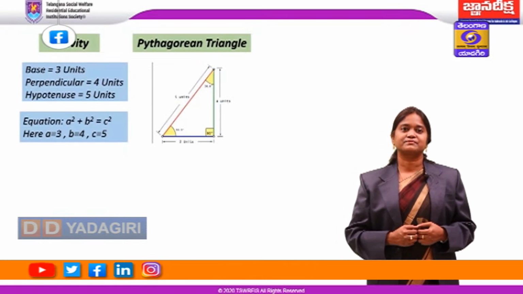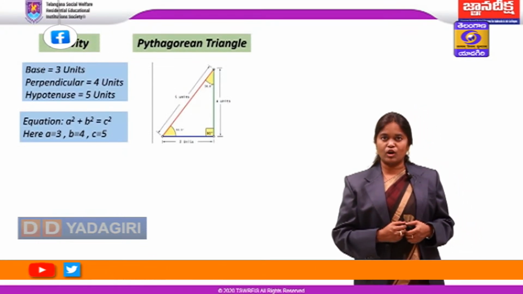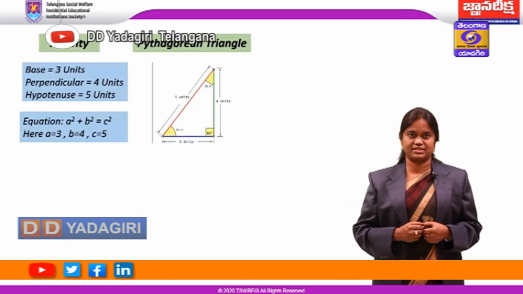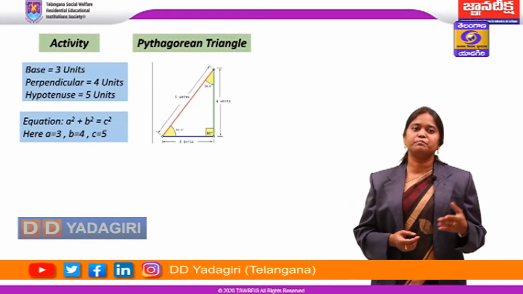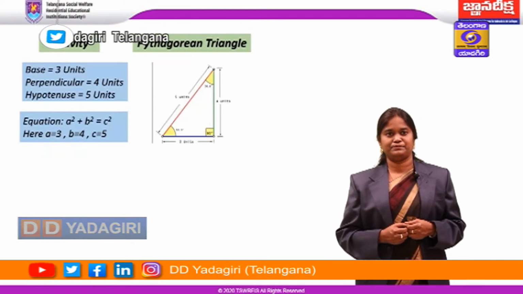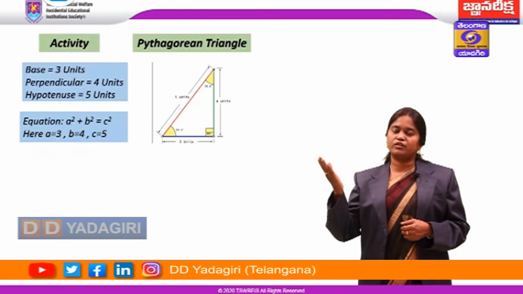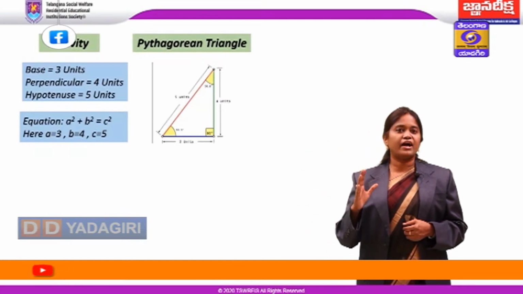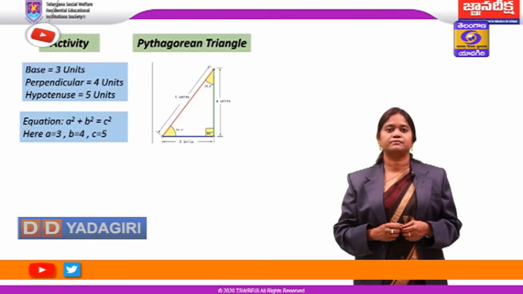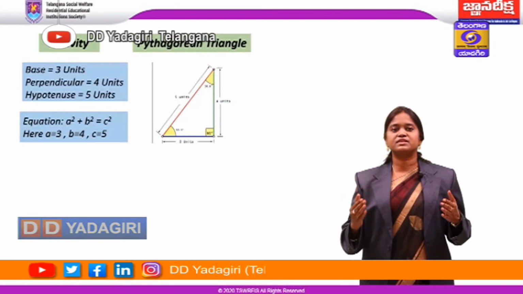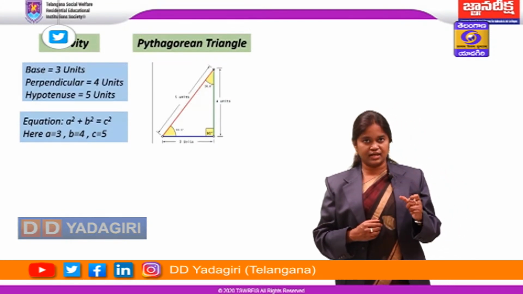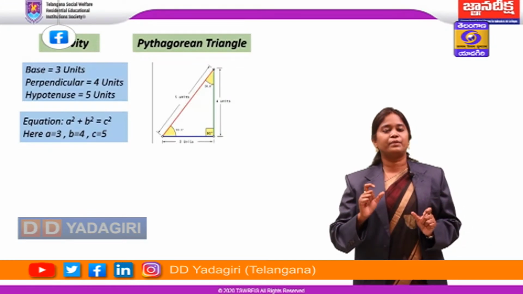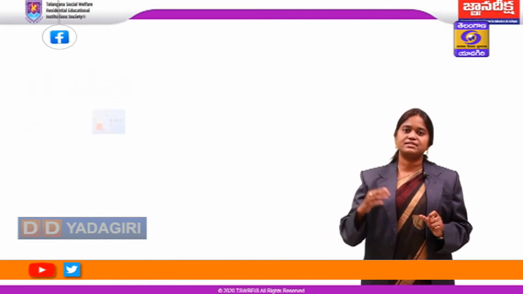Are you ready? Let us consider the simple example of a Pythagoras triangle, whose sides are 3 units, 4 units and 5 units. Here, units may be centimeters, meters, inches, etc. Here, 3 units is the length of the base, 4 units is the length of the perpendicular, and 5 units is the length of the hypotenuse. The relation a squared plus b squared is equal to c squared tells us that a squared is a into a, b squared is b into b, and c squared is c into c.